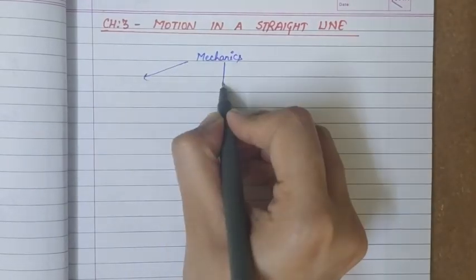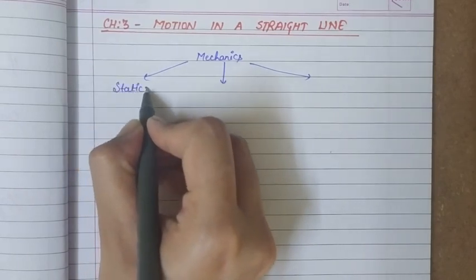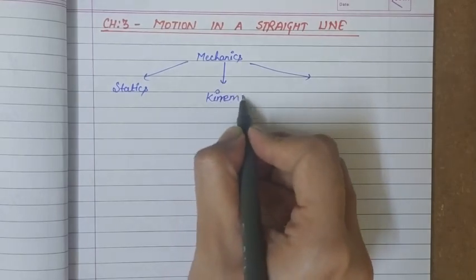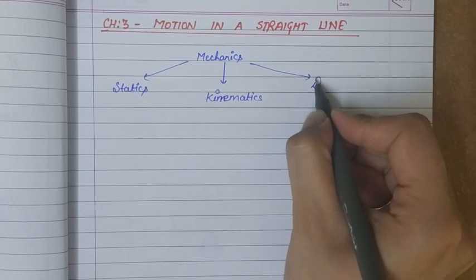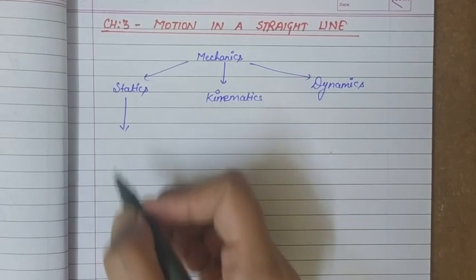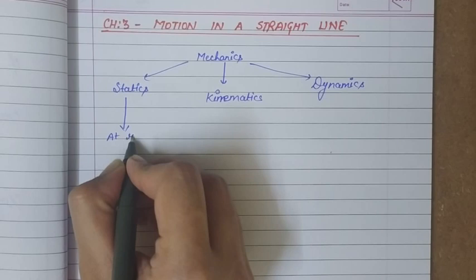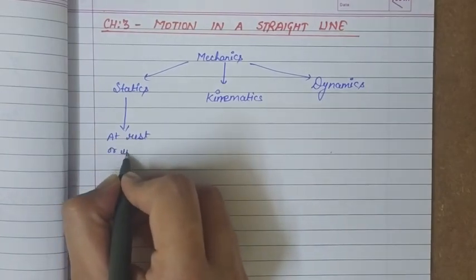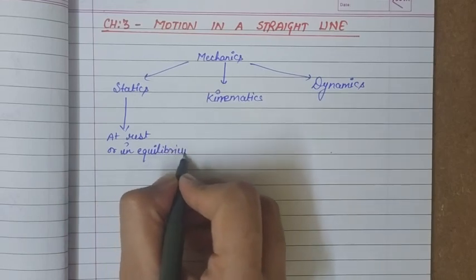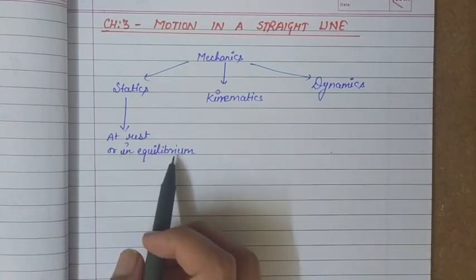Now these three categories are statics, kinematics, and the third one is dynamics. So as the name suggests, in statics we study the objects at rest or in equilibrium. In statics we study about those objects which are at rest or those which are in equilibrium.